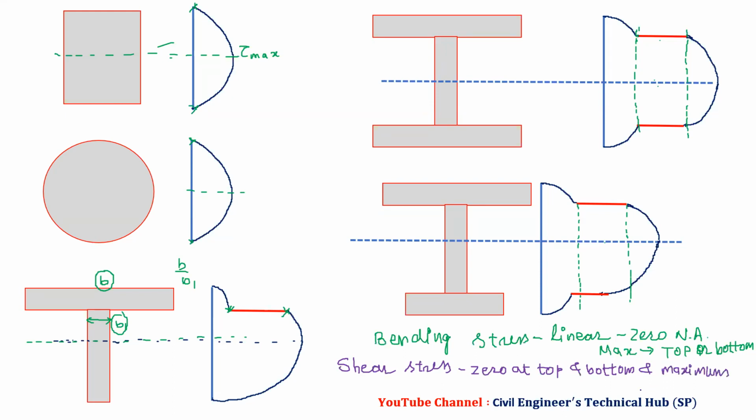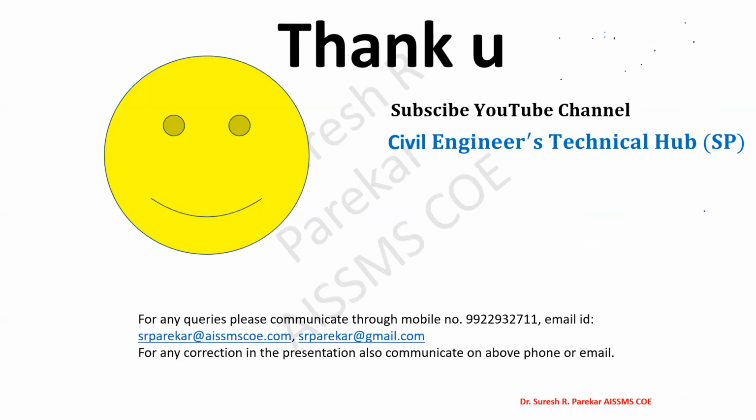Only some exceptions are there. In a triangle, we don't have the maximum at the neutral axis; we don't have tau max at the neutral axis. So there are some very rare cases where we do not have the maximum at the neutral axis. Likewise, you have to keep in mind all shear stress diagrams. That is the shear stress diagram for different sections, and the bending stress diagram is the same for all.